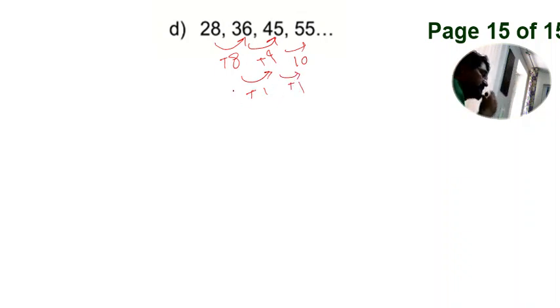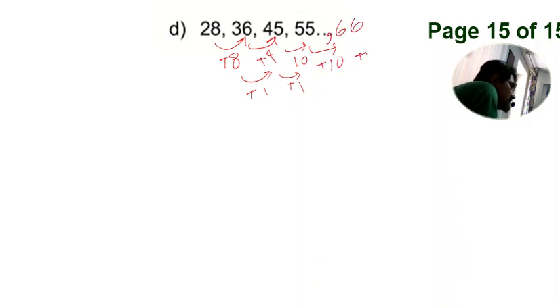28, plus 8, plus 9, plus 10, plus 11, plus 12, the differences increase by 1 each time, that is quadratic. To find the next terms: plus 11 is 66, plus 12 is 78.